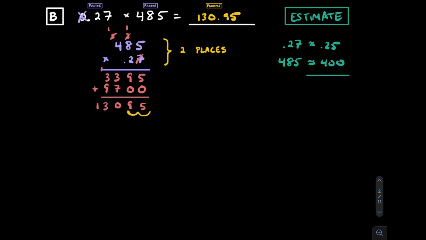Now if you take a quarter of 400, that's actually going to be 100. This is going to be on the low side because we rounded 485 down. While 485 is definitely closer to 500, finding a quarter of 500 is a little bit more difficult to do. If you put your decimal anywhere else in this product, you would have gotten a value much different than 100.